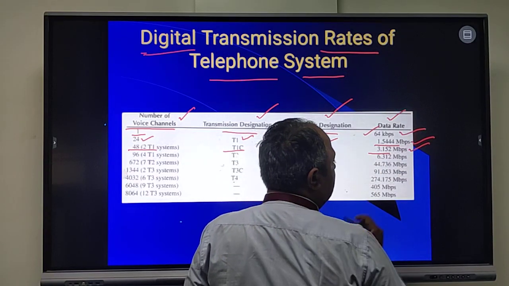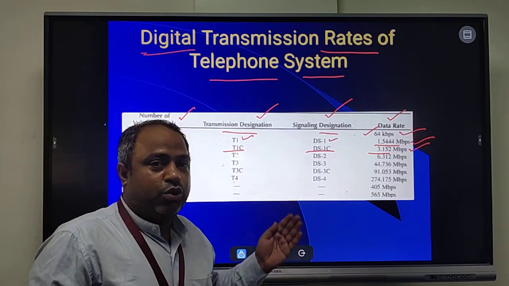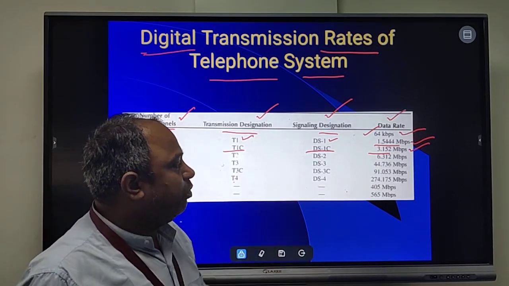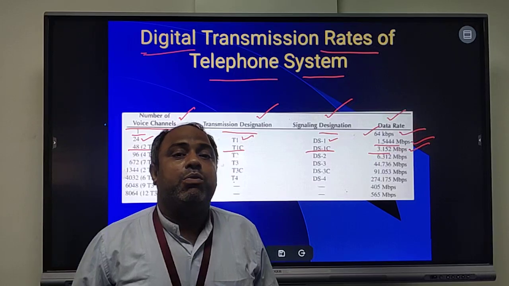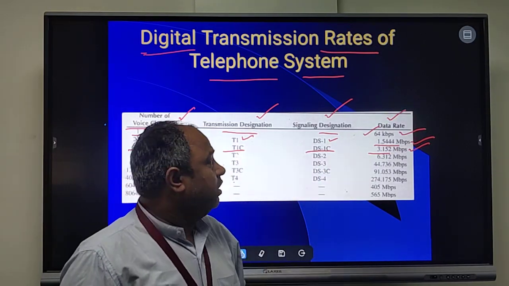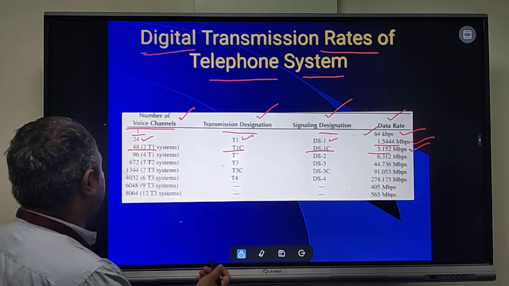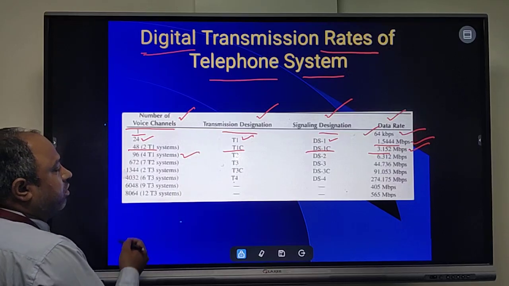If you look at the data rate, 3.152 Mbps, it means twice. If we were using 1.5, right now we use 3.1. It means we can signal and transfer twice the data from one source, and the signaling designation used is DS1C. Now come to the next part. We can almost double it here.